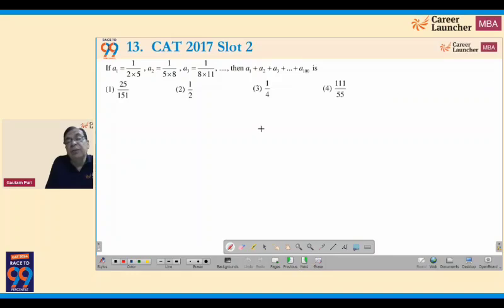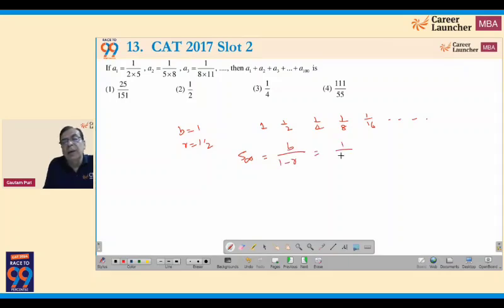If I have a series, let's say a simple geometric progression, 1, half, 1 by 4, 1 by 8, 1 by 16. Now, there's a geometric progression in which the first term is 1 and the common ratio is half. What is the sum of the infinite series? It will be the first term upon 1 minus r, which is 1 upon 1 minus 1 by 2, which is equal to 2. Right?